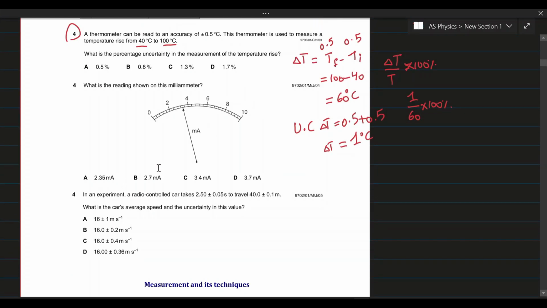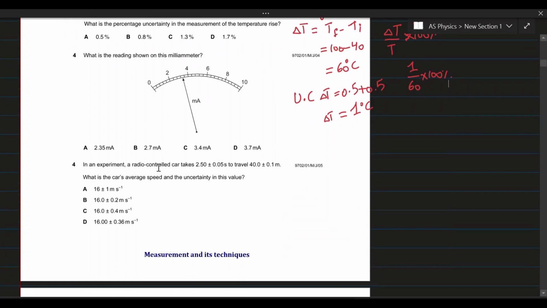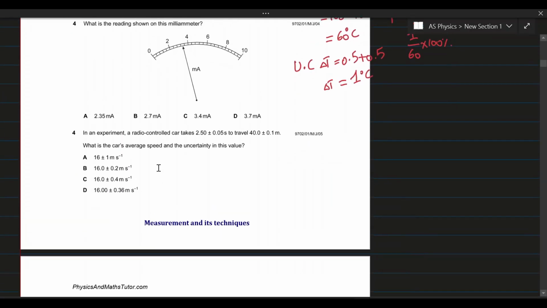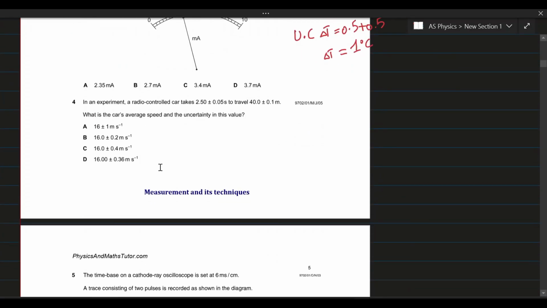Then we have already did this milliampere question in our previous video, so do check that out. In experiment, now let's do this question. In an experiment, a radio control car takes this many seconds to travel this distance. What is the car's average speed and uncertainty in this value? So we know the speed formula is what? Distance upon time. First, we will calculate the speed, that is 40 by 2.5, that is 16.